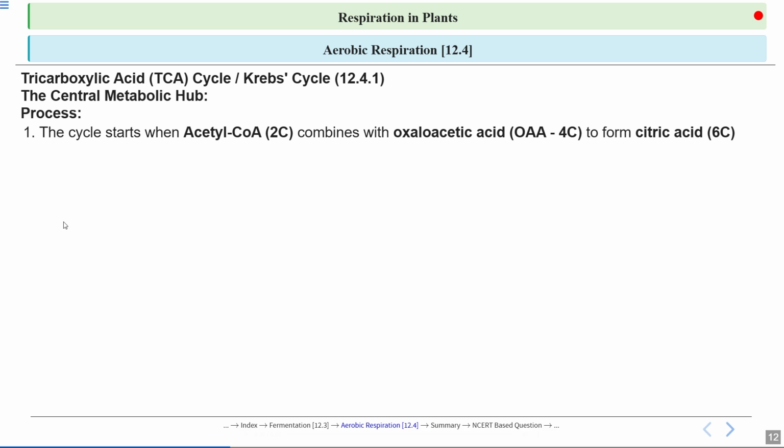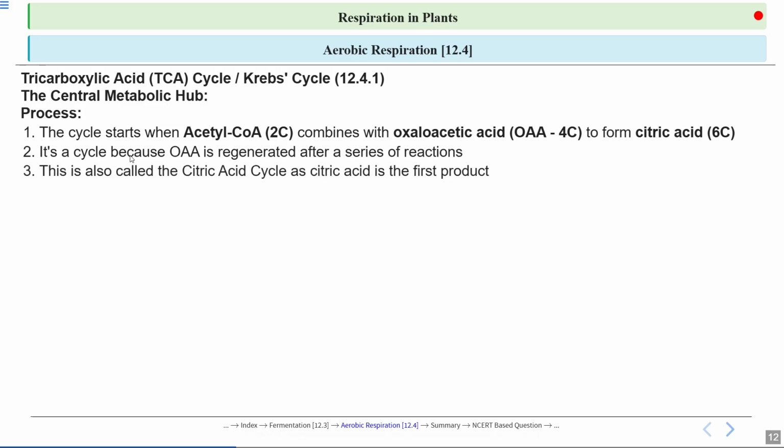So first, acetyl coenzyme A, which has 2 carbons, combines with oxaloacetic acid, which has 4 carbons. That is, there is condensation of acetyl coenzyme A with oxaloacetic acid and water to form citric acid, which is a 6 carbon molecule. So next, the cycle continues through a series of reactions that eventually regenerate oxaloacetic acid. So this regeneration is what makes it a cycle, allowing the process to repeat endlessly.